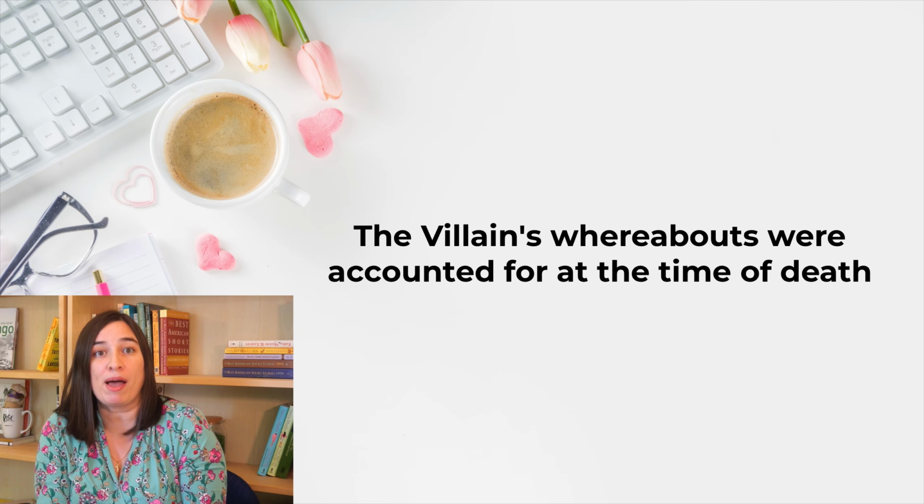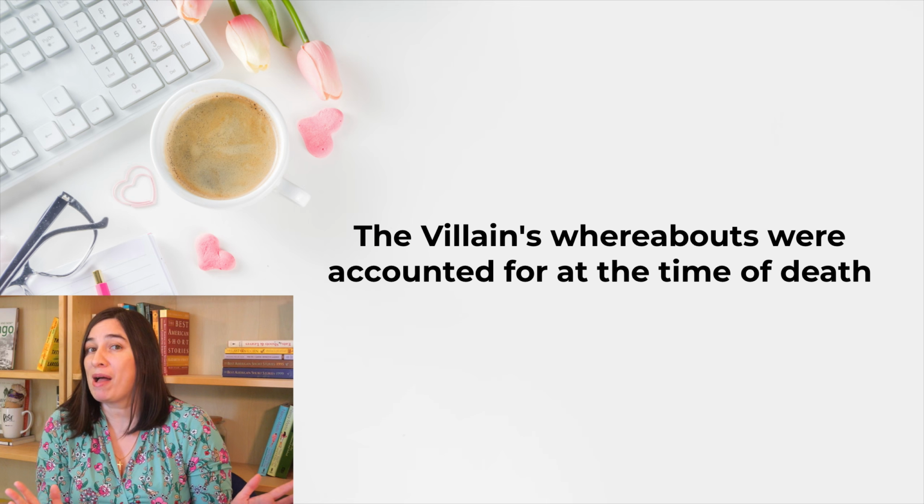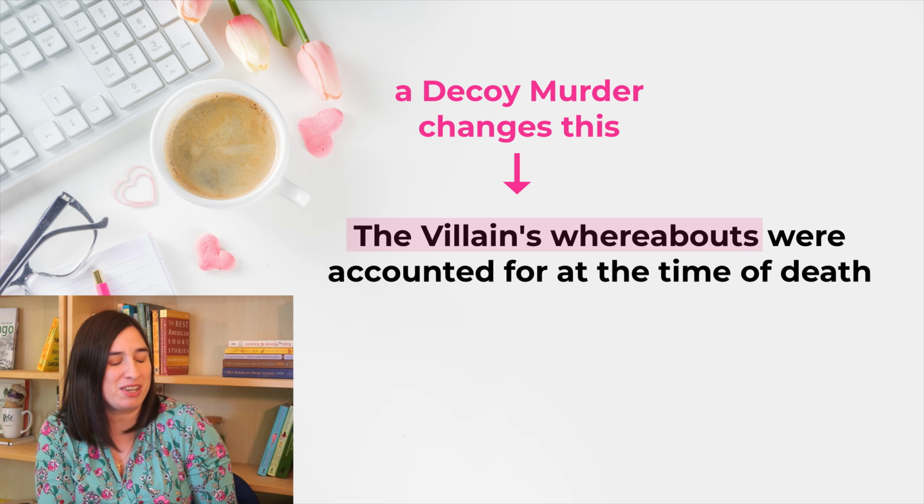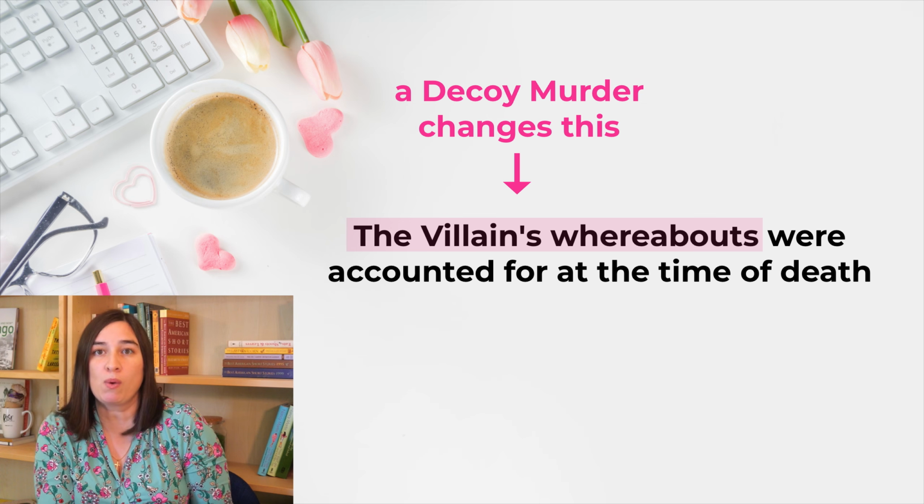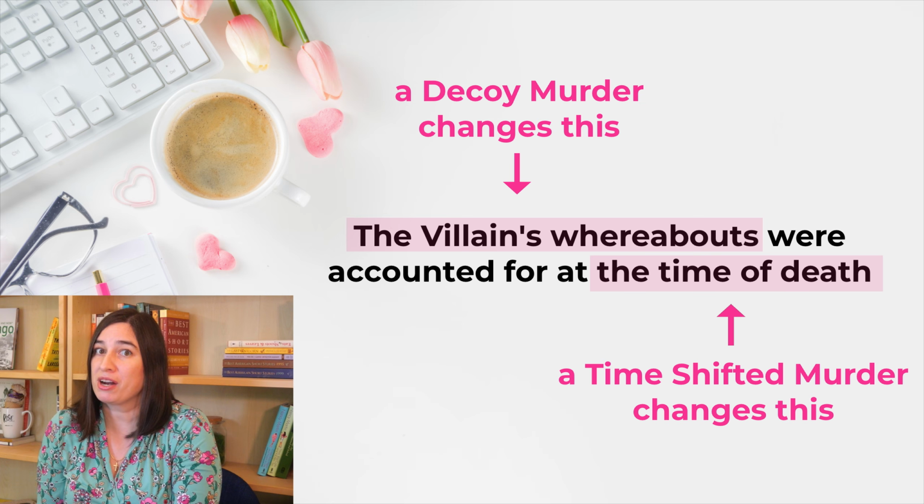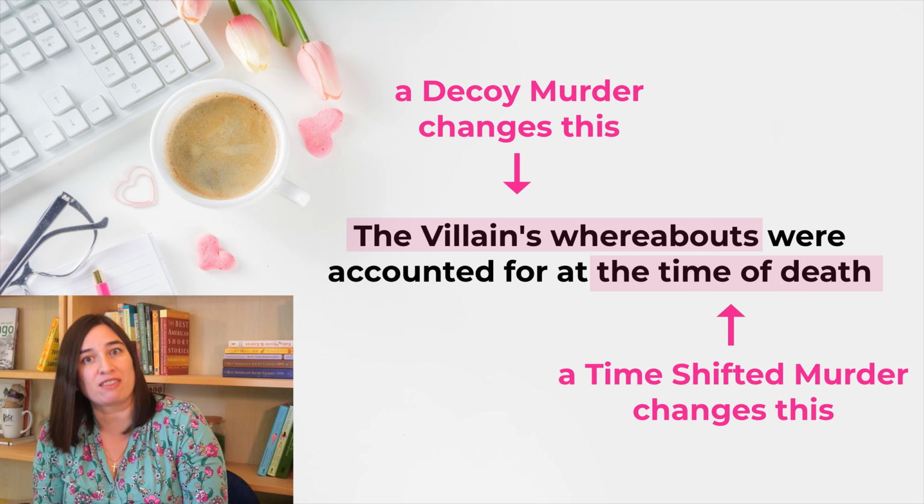So in our first two examples, we have essentially violated the two different halves of the Occupied Alibi. The Occupied Alibi reads like so. The villain's whereabouts were accounted for at the time of death. In the first solution, the decoy murder, we revealed that the villain's whereabouts were not what they appeared to be. And in the second, the time-shifted murder, we revealed that the time of death was not what it appeared to be. Is there any way to break an occupied alibi without violating our reader's understanding of either the villain's whereabouts or the time of death?